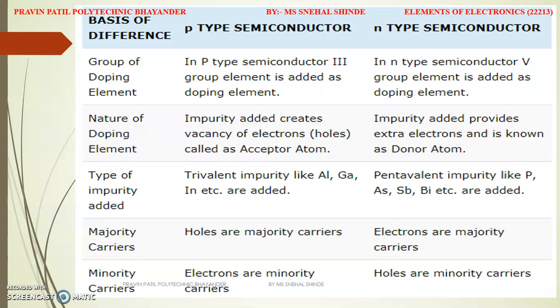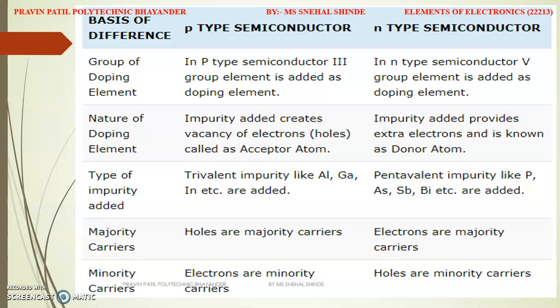Now the difference between the p-type semiconductor and the n-type semiconductor is the group of the doping element. In the p-type semiconductor, a third group element is added as a doping element to form the p-type semiconductor, and in the n-type semiconductor, a fifth group element is added as a doping element to form the n-type semiconductor.